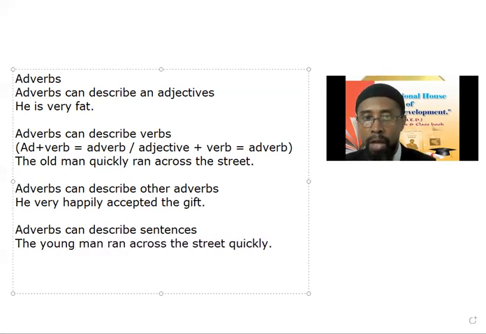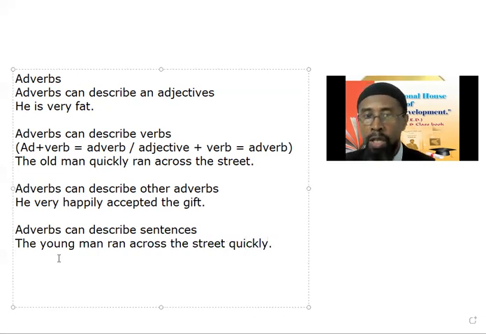Okay, in this case, the young man ran across the street quickly. And that's more natural for me to say. All right, so if you have a choice, you need to think about that. Was that a particular thing that happened only at that given time? Or is it something that always happens with that particular subject?